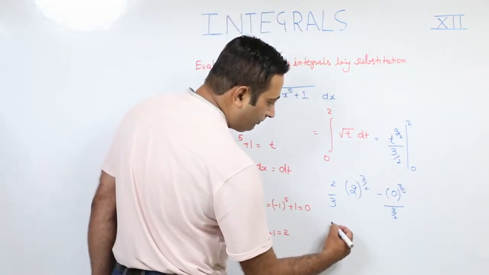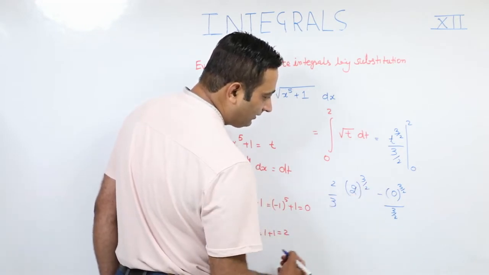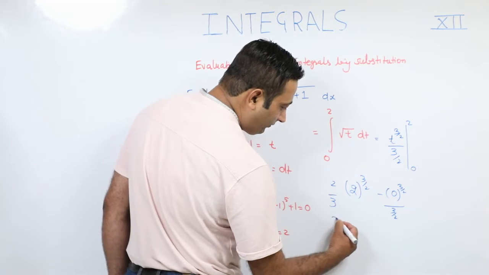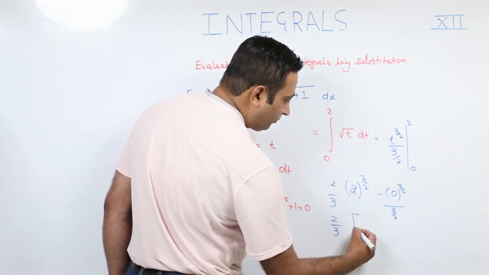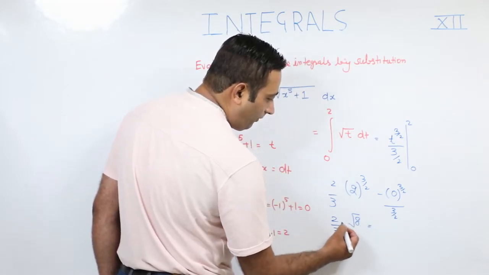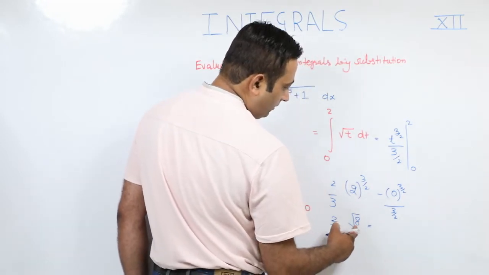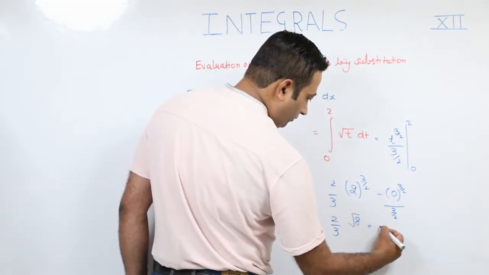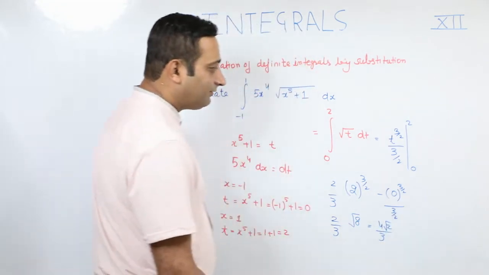Now the final answer would be, we have 2 cube and the root 2 is there, so we'll have 2 by 3, 2 cube is 8, and root of 8. This will be equal to, we'll take 2 common out of the root, that will be 2 into 2, that is 4 root 2 by 3. That is our final answer.